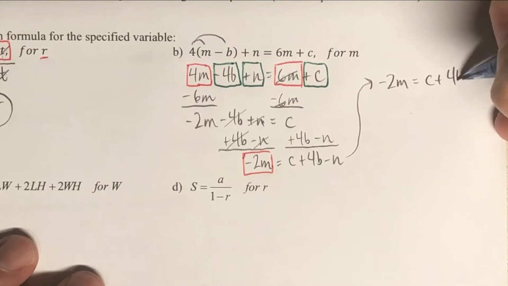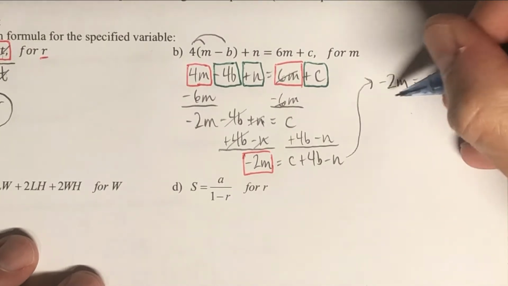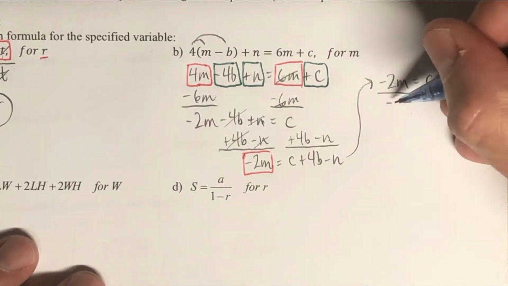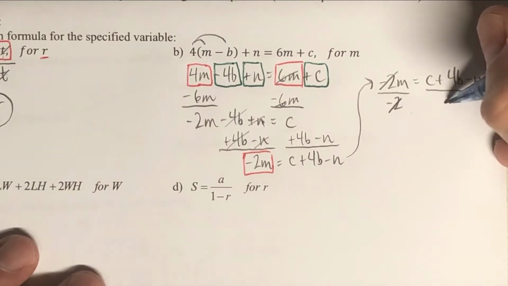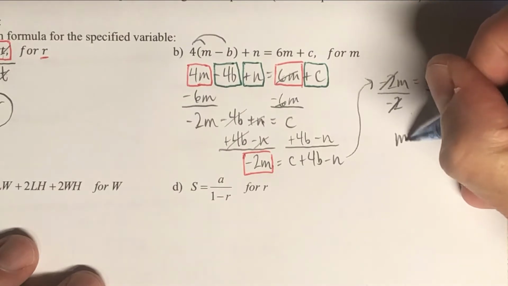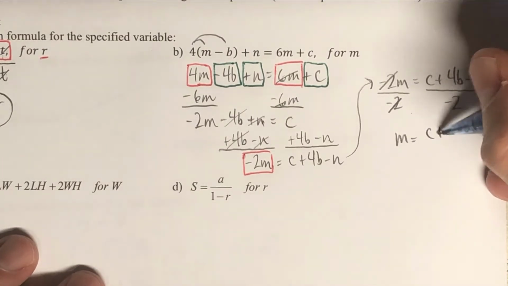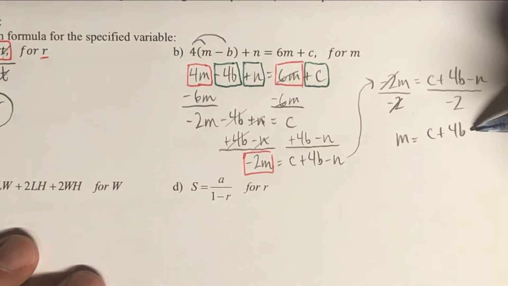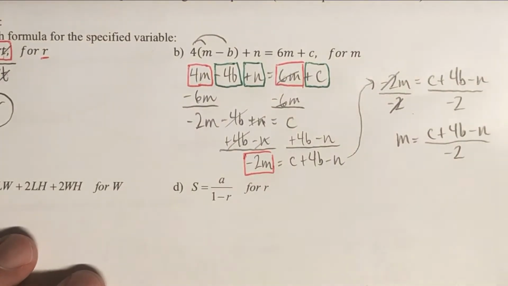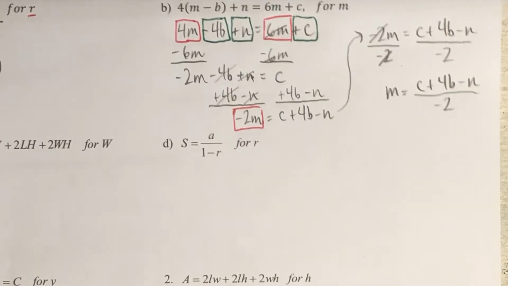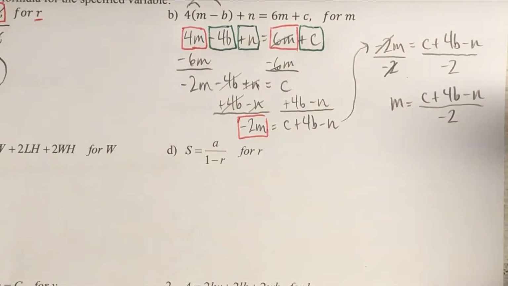Okay, let me go ahead and rewrite this equation up here where I can do some work on it. So I need to divide by negative 2, so the negative 2's will cancel. Divide over here. Now the answer is kind of bigger than it would normally be because of all those terms, c, 4b, and negative n, but still, you got m by itself.